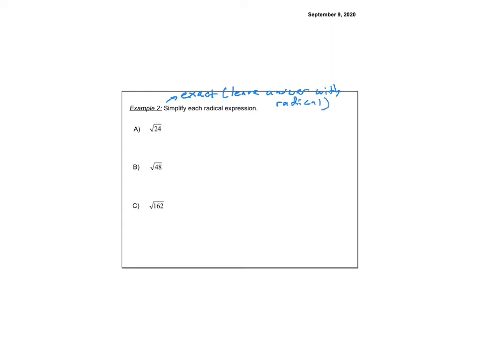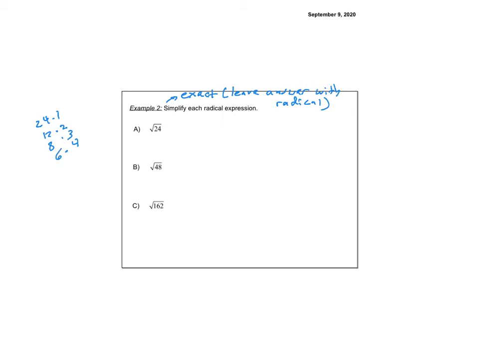Okay, so the square root of 24, if you were to put that on your calculator, it's going to come out to be some decimal. We don't want a decimal answer. We want an exact answer. An exact answer is a non-decimal answer that we're looking for in this case. So let's break down 24. We have some options if you think about it. 24 times 1, 2 times 12, 3 times 8, or 4 times 6.